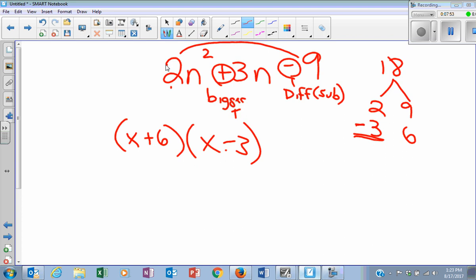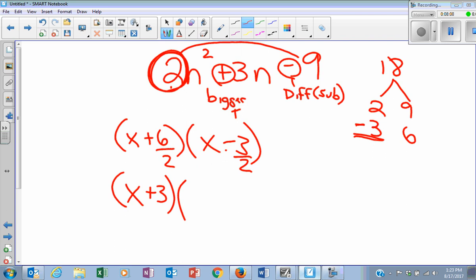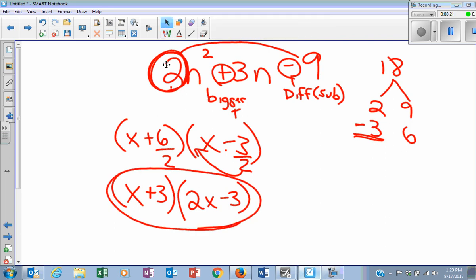Now what do I do next? Divide by 2. What will happen here? What will this turn into? X plus 3. Do I have anything to pull forward on that one? Because it completely simplified. Can this simplify? Nope. So what do I have to do with the 2? Pull it forward. 2x minus 3. And boom. That's it. The A. Every single time.